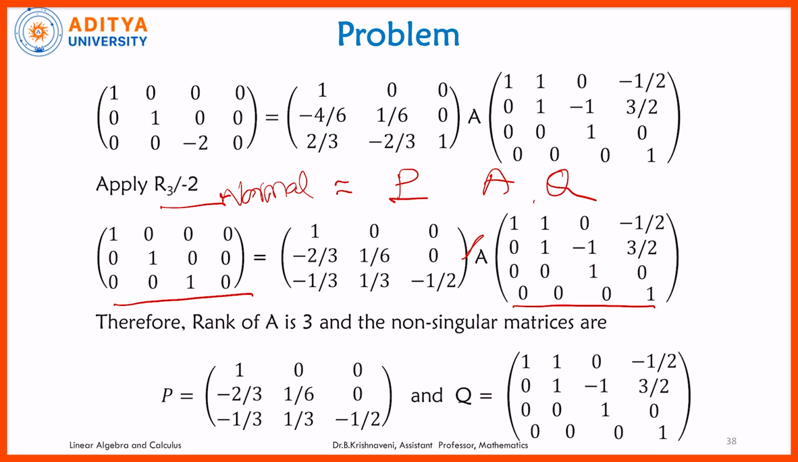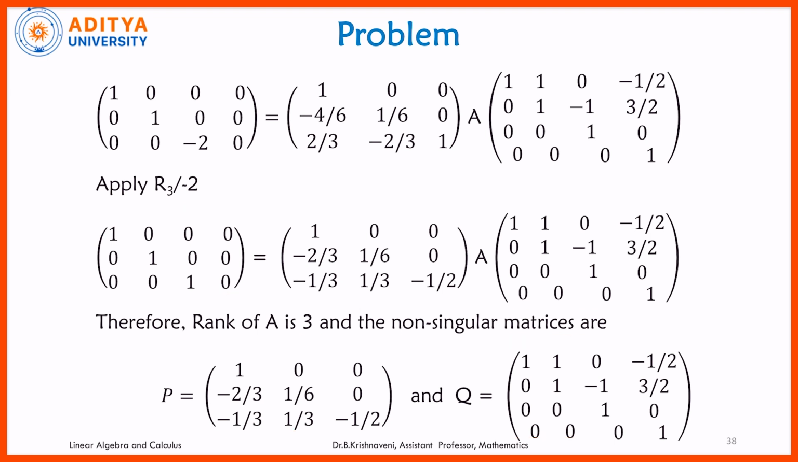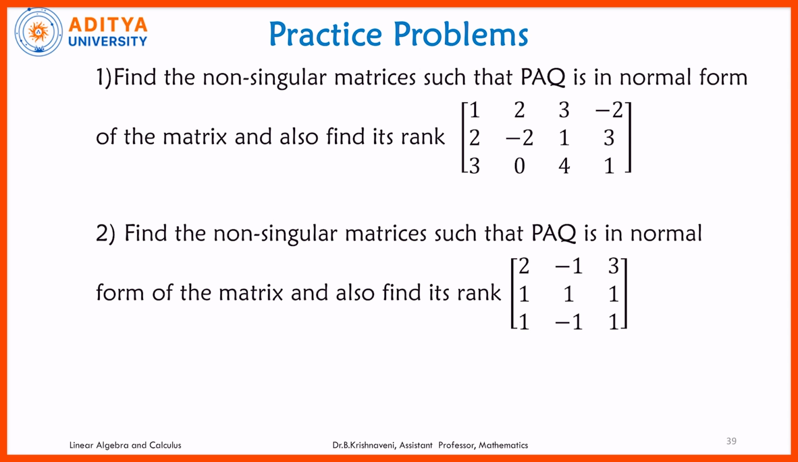So hence take this P and Q, which represent non-singular matrices, and it is very clear what the rank of this matrix is. In this normal form, the identity matrix, here you are getting I3. So therefore we can conclude that the rank of the given matrix is 3. So these were the practice questions which you can practice in order to find the rank as well as the non-singular matrices P and Q, with PAQ equal to the normal form.